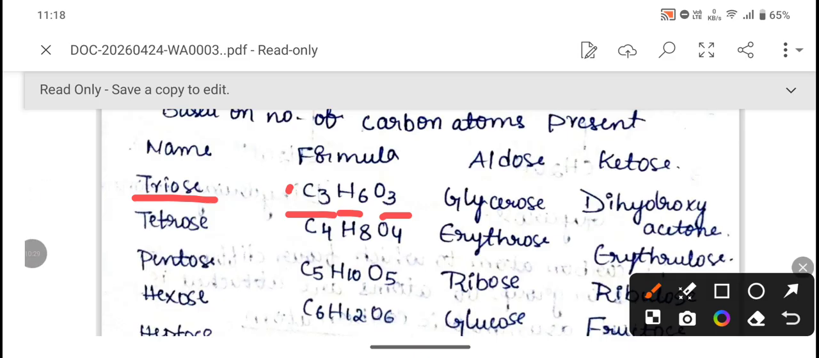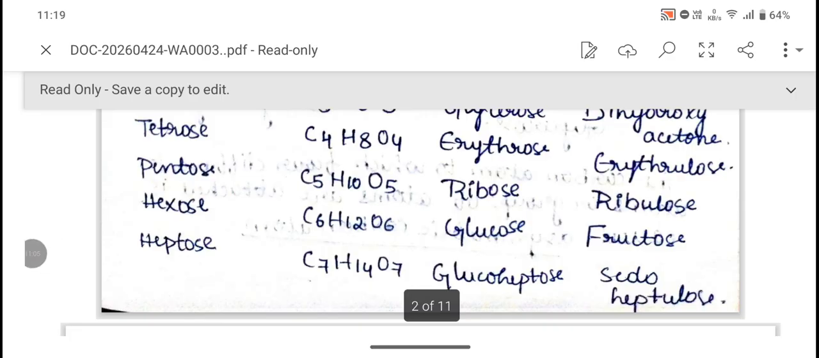So the example is glycerose. And the example for ketose is dihydroxyacetone. Similarly, tetroses consist of 4 carbon atoms, C4H8O4. Examples are erythrose and erythrulose. If it takes the form of a ketose, then it will end with erythrulose. Pentose again, C5H10O5: ribose and ribulose.